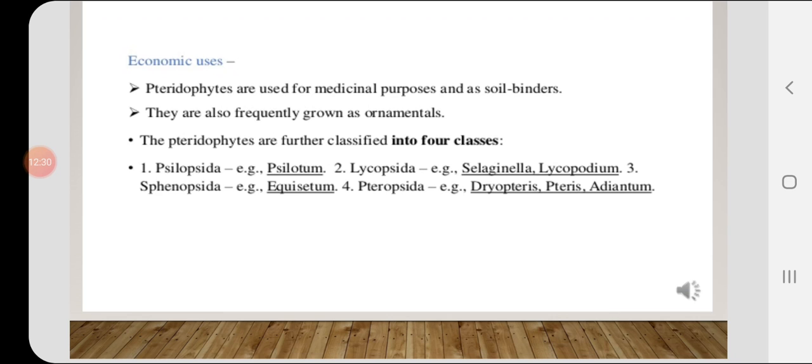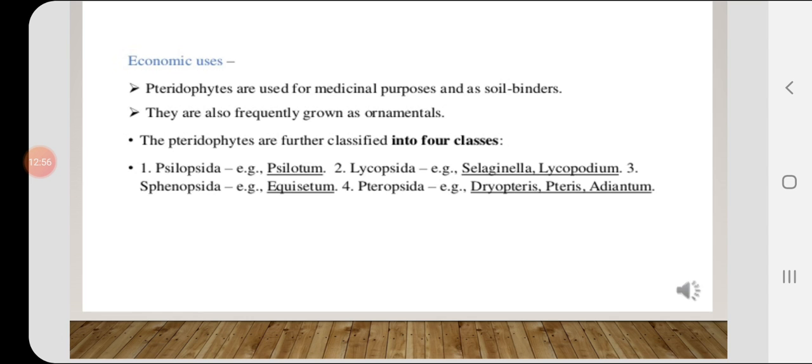Lastly, economic importance of pteridophytes. These pteridophytes are used for medicinal purposes and as soil binders. They are used in the preparation of medicines, and they are used to bind the soil. Some pteridophytes are also grown as ornamental plants, that means for decorative purposes. Mostly ferns are used for ornamental purposes.